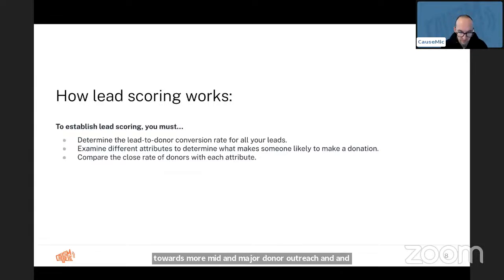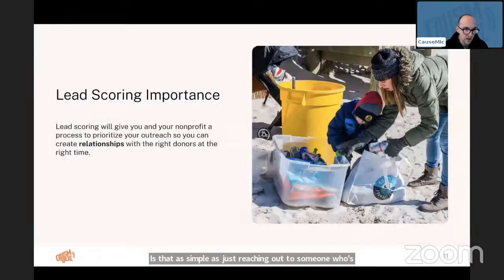Awesome. In that answer, Matt, you mentioned surveying your audience. Is that as simple as just reaching out to someone who's showing interest to find out what the friction point is and why they aren't giving, or is there something deeper to that?